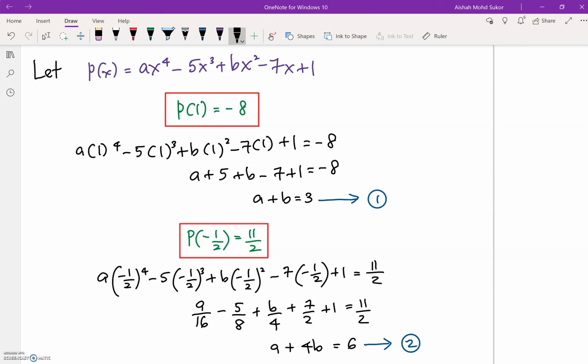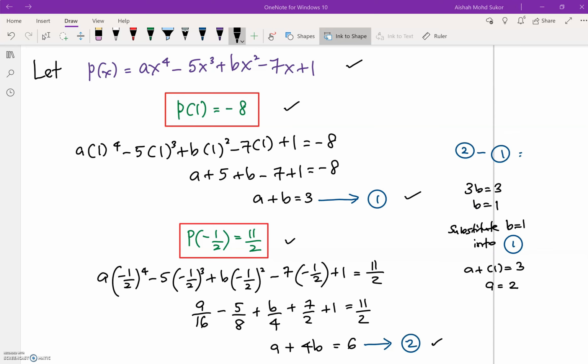So we let p(x) be the polynomial given. By using the first information, we get our first equation. By using the second information, we get our second equation. So two equations, two unknowns. Solve the two equations simultaneously to get b and a.